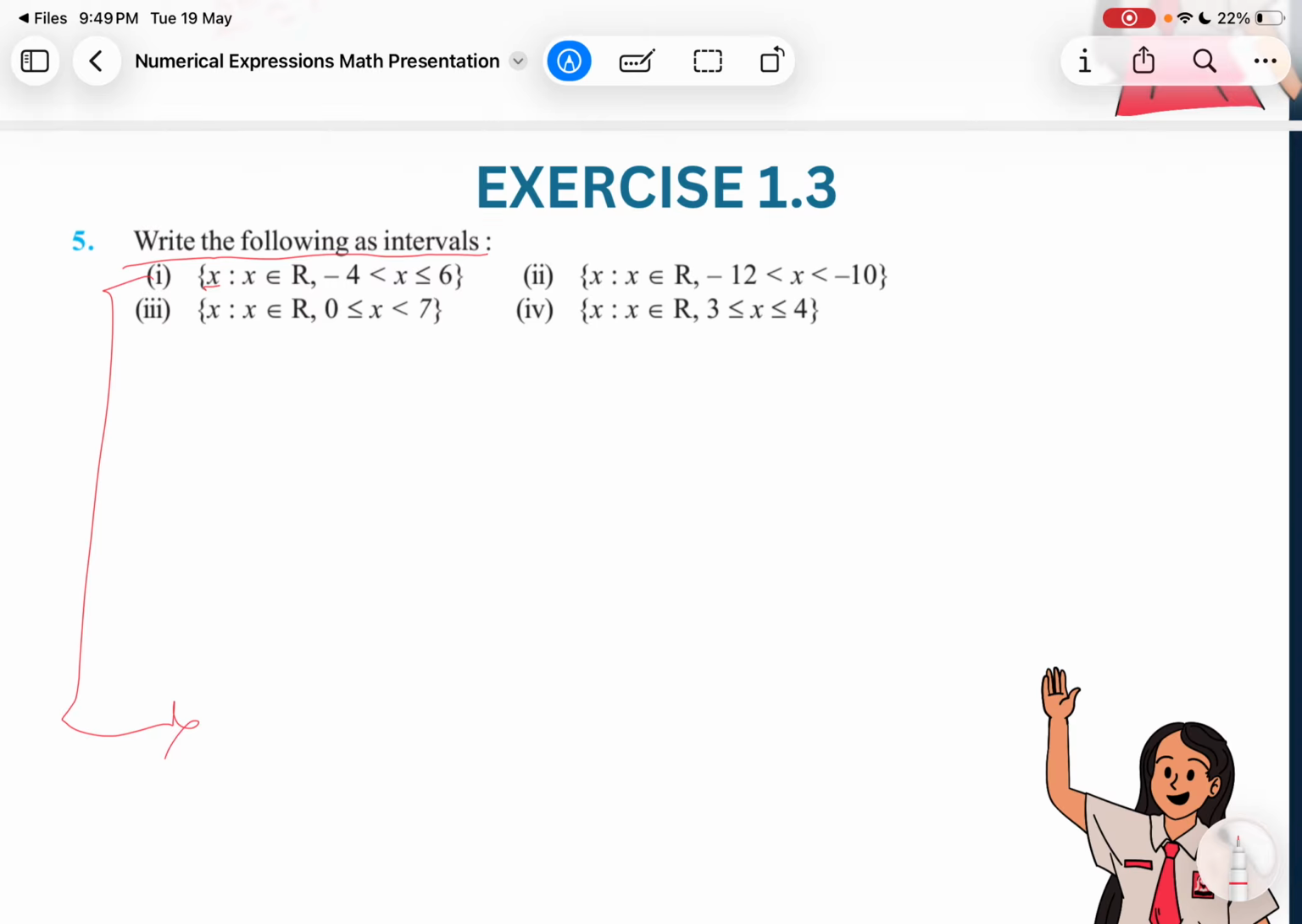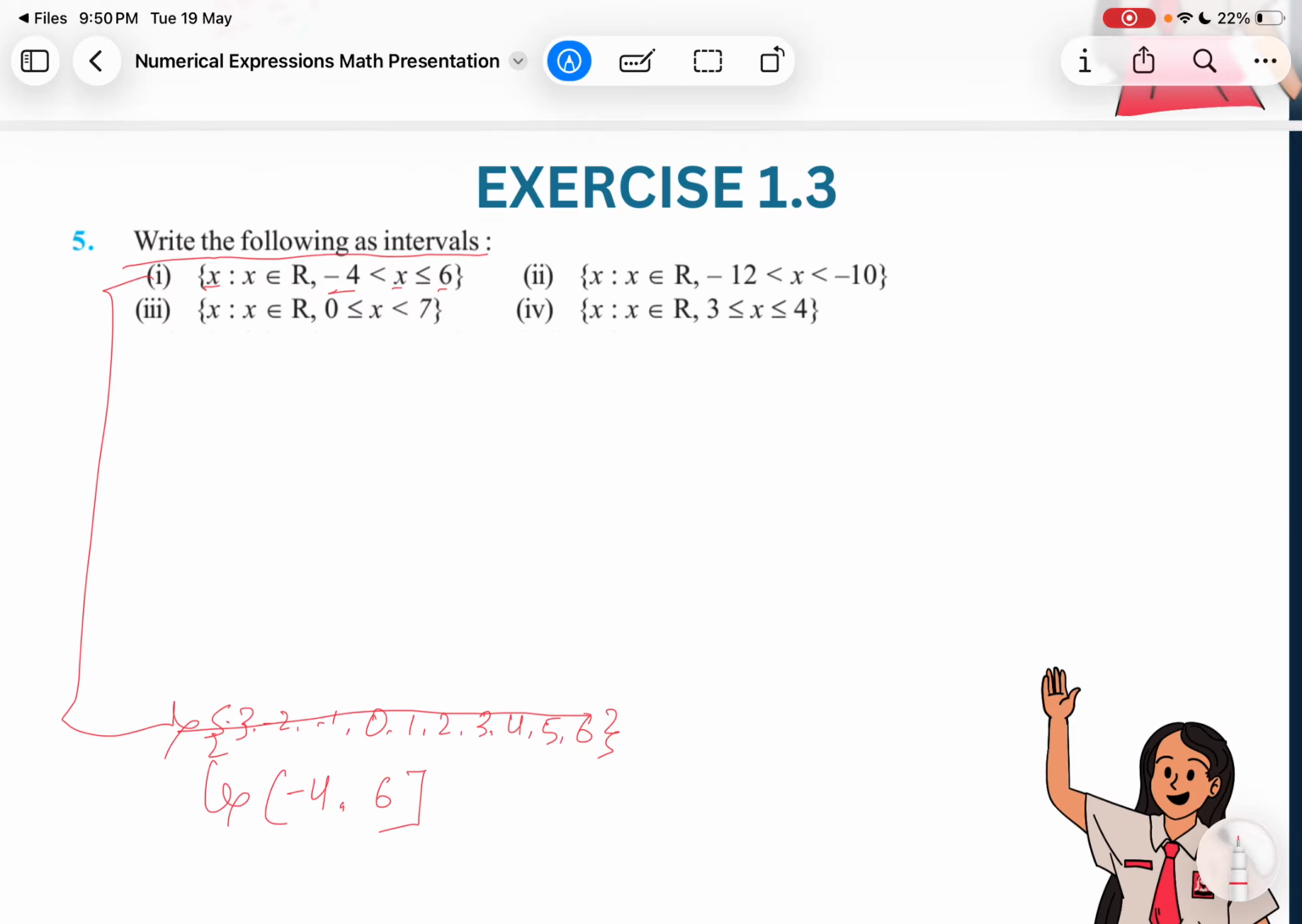Now we have x such that x is a real number and x is greater than -4 and less than or equal to 6. So the elements will be, first let's write the elements: -3, -2, -1, 0, 1, 2, 3, 4, 5 and 6. Okay, and the representation: -4 is not included, so we can just open at -4, 6.